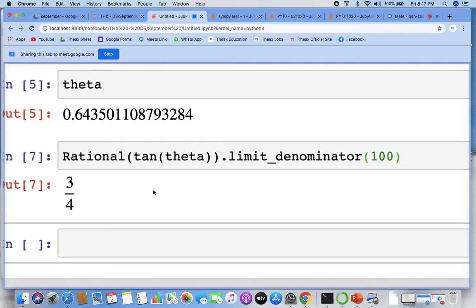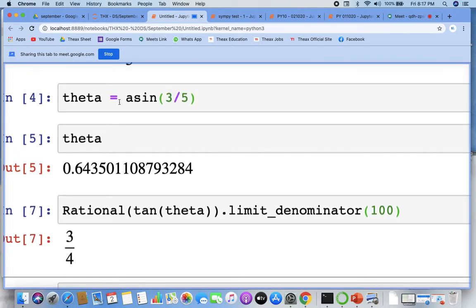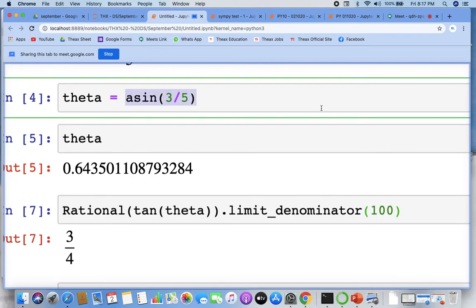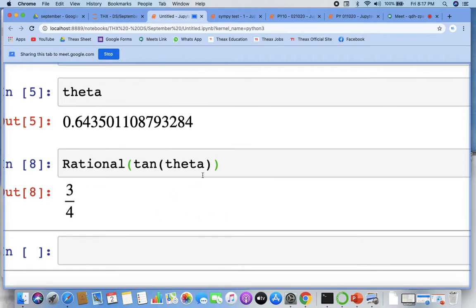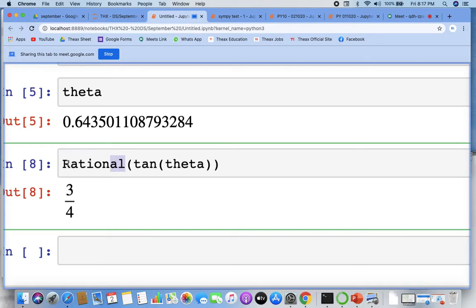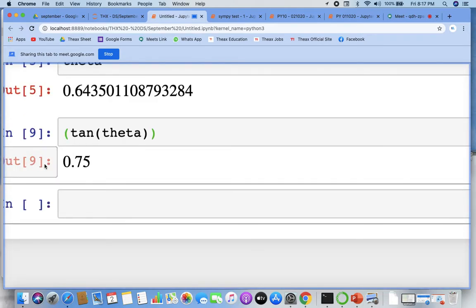Yes, sir. Very easy. So you find directly the theta value, that's a sine of this, or basically sine inverse of 3 by 5. So what is the denominator? 100? Yeah, this limit denominator is working like, if I don't write this, what would you get? A decimal number, right? So I want to limit the denominator, like I want to remove those 2 decimal places. So for that I have written 100. See, now obviously I'll be getting this. So if I remove this one, tan theta is 0.75.